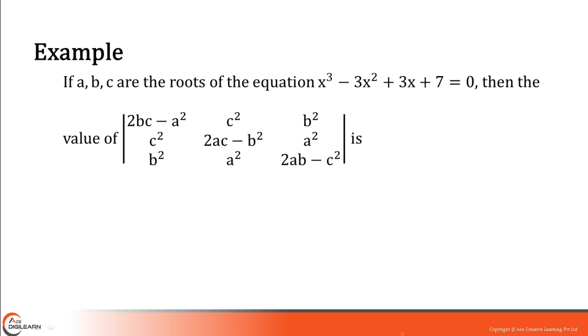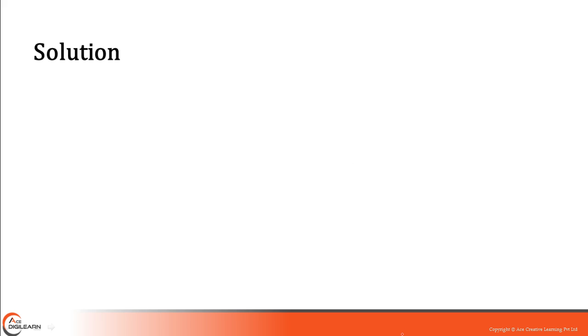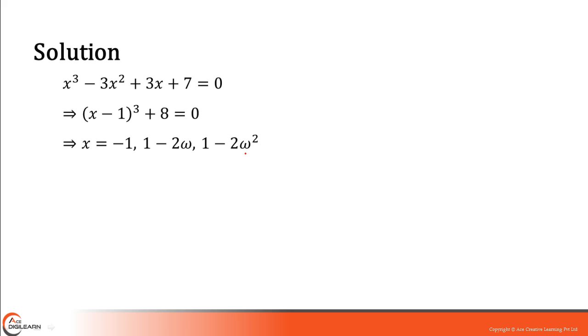Let us see one more question. If a, b, c are the roots of the equation, then the value of the determinant is. Options are 9, 27, 81, 0. Given a, b, c are the roots of the equation, so by solving the equation we get the roots are minus 1, 1 minus 2 omega and 1 minus 2 omega square.